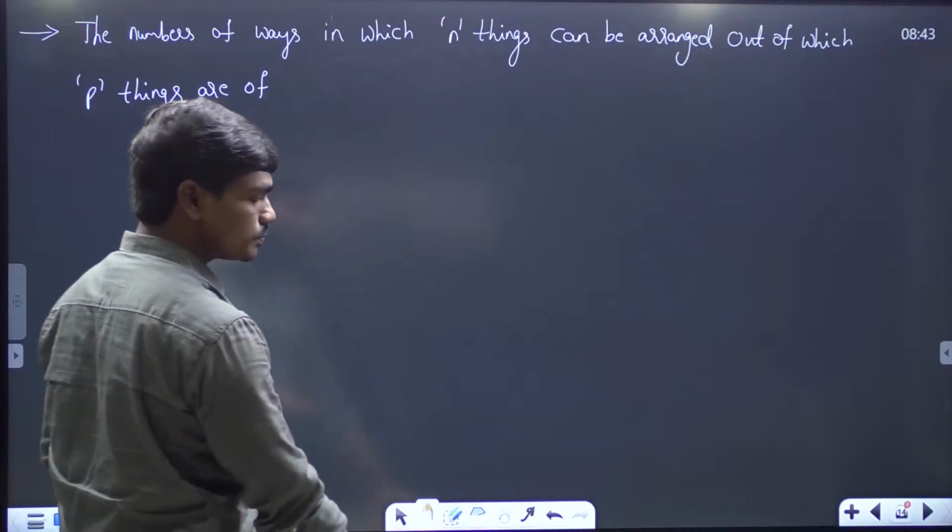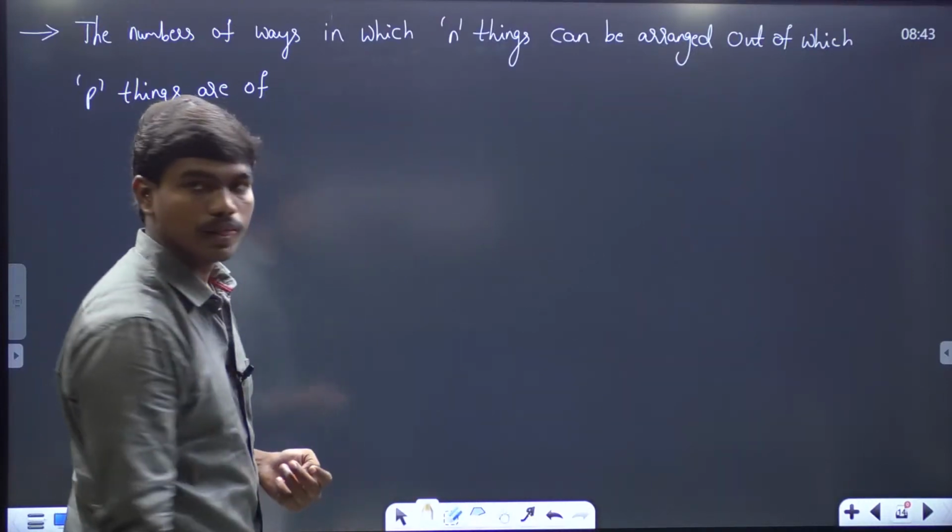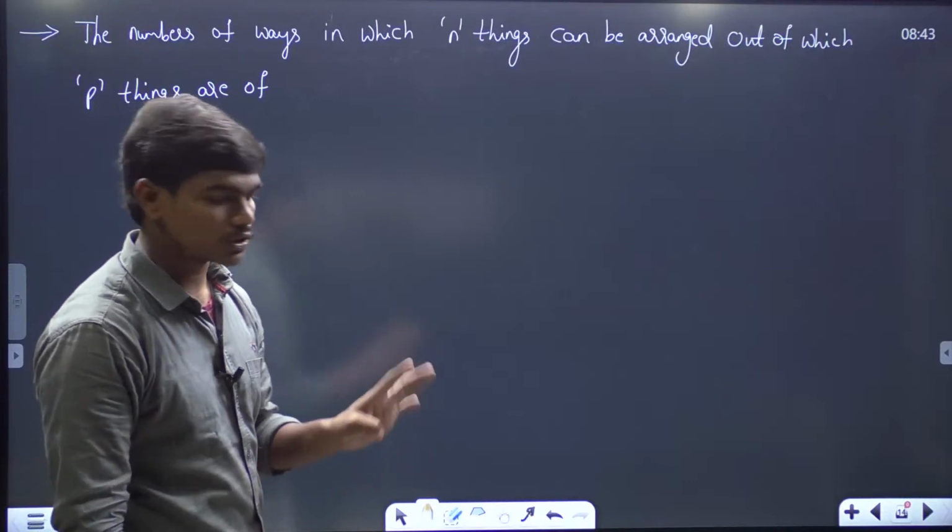Clear, Kamaluddin? Understandable? Clear to all of you? Any issues so far?